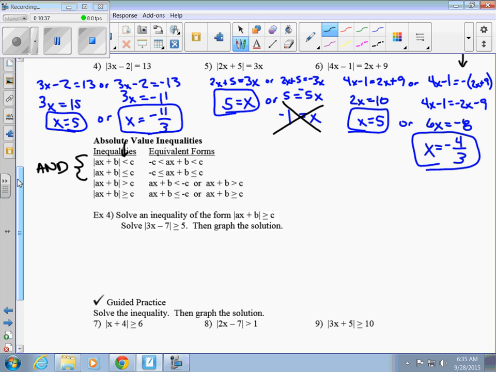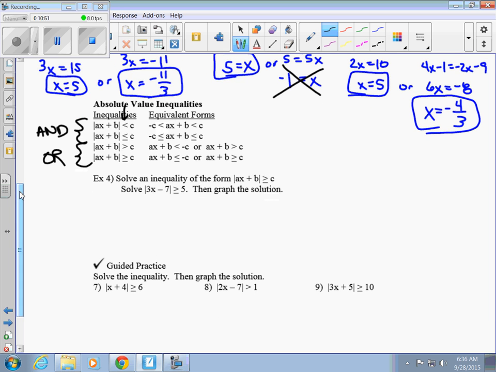When we look at the greater than problems, those are or problems. So you're going to set those up according to what they are. Remember, if it's less than or equal to or less than, it's an and problem. If it's greater than or equal to or greater than, it is an or problem. So if we look at example 4, we see a greater than or equal to sign. That means this is an or problem.